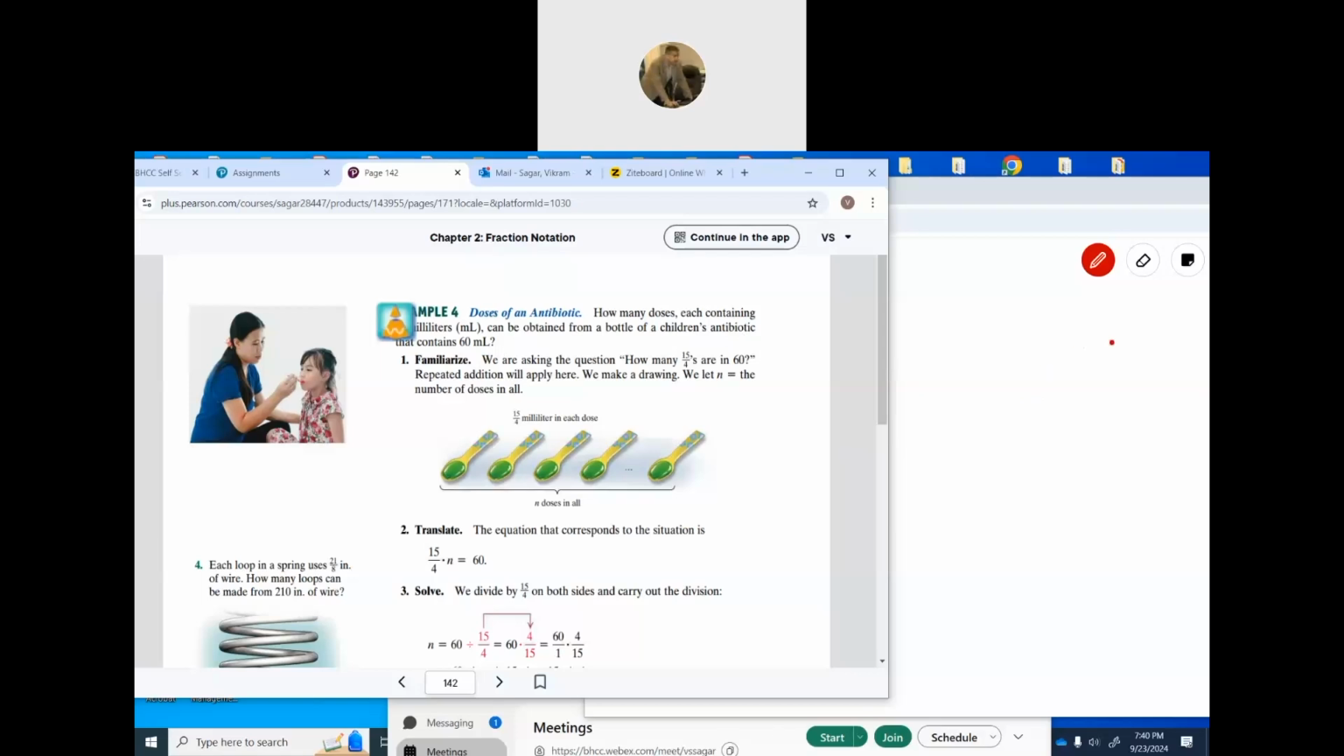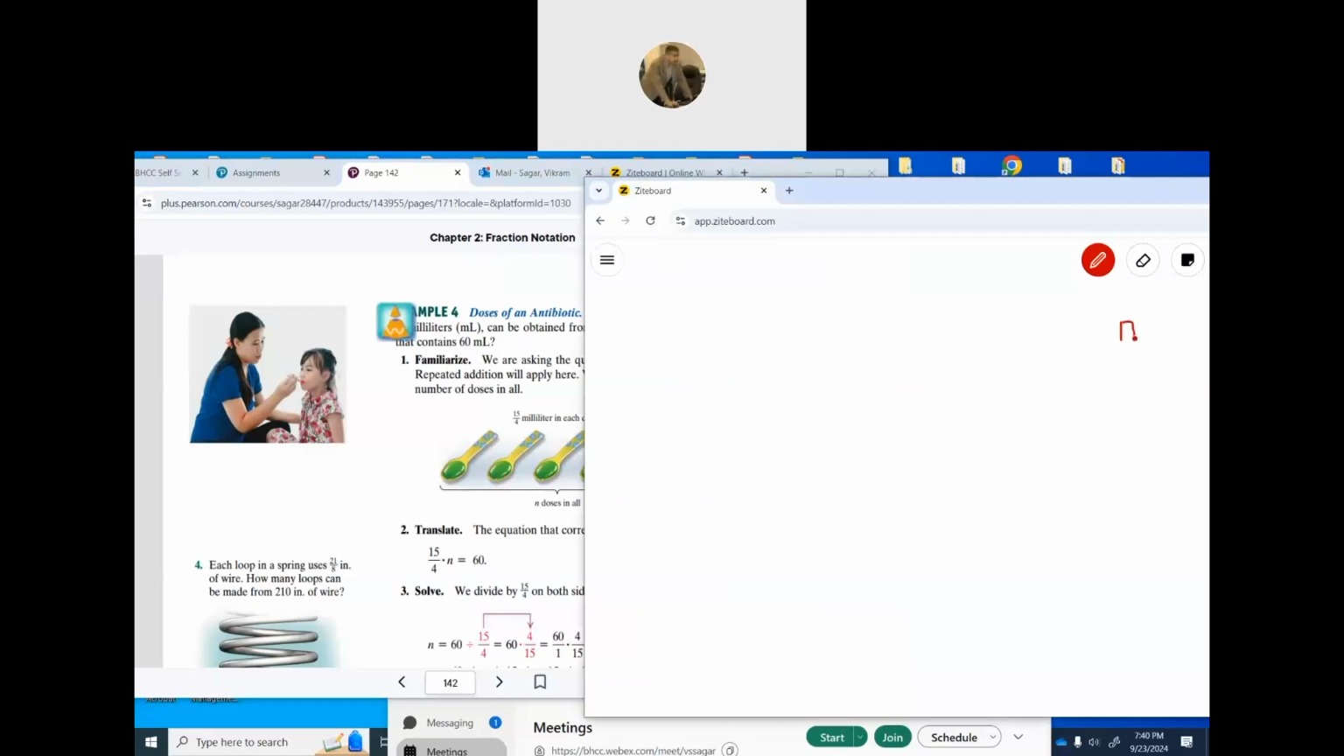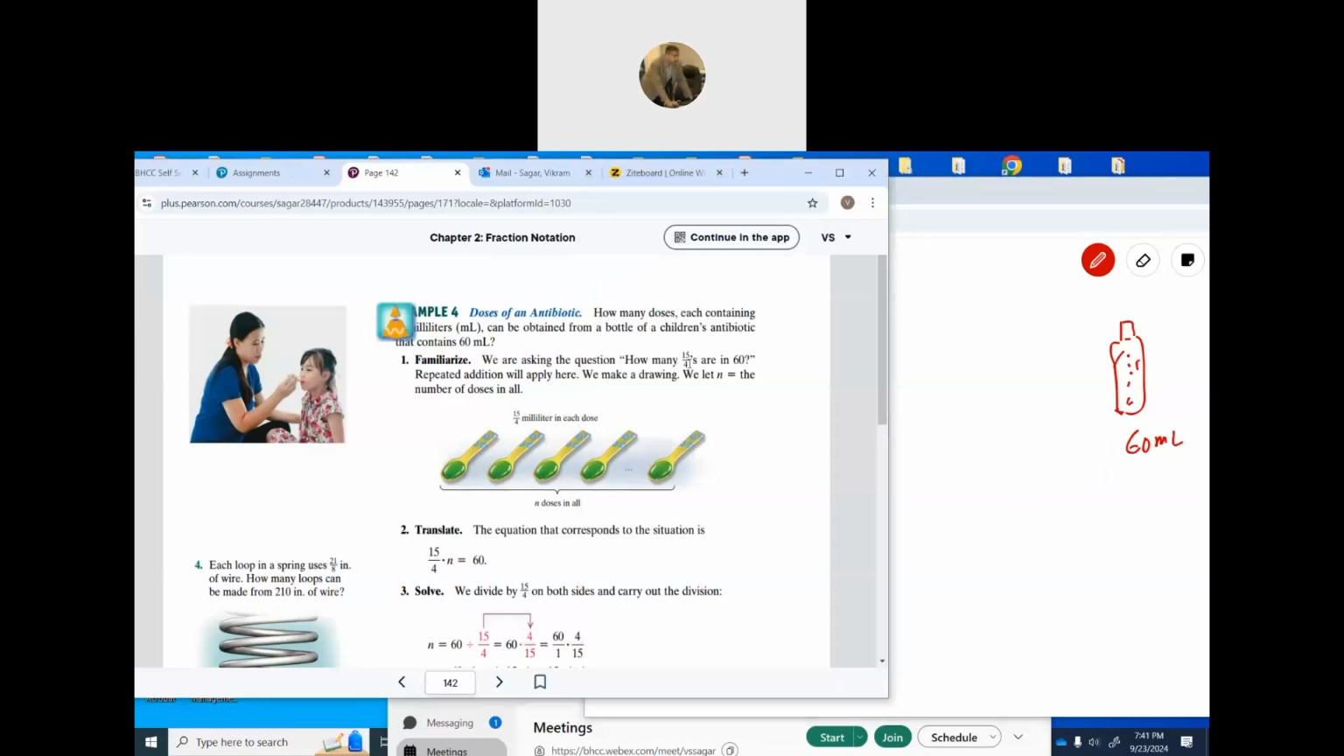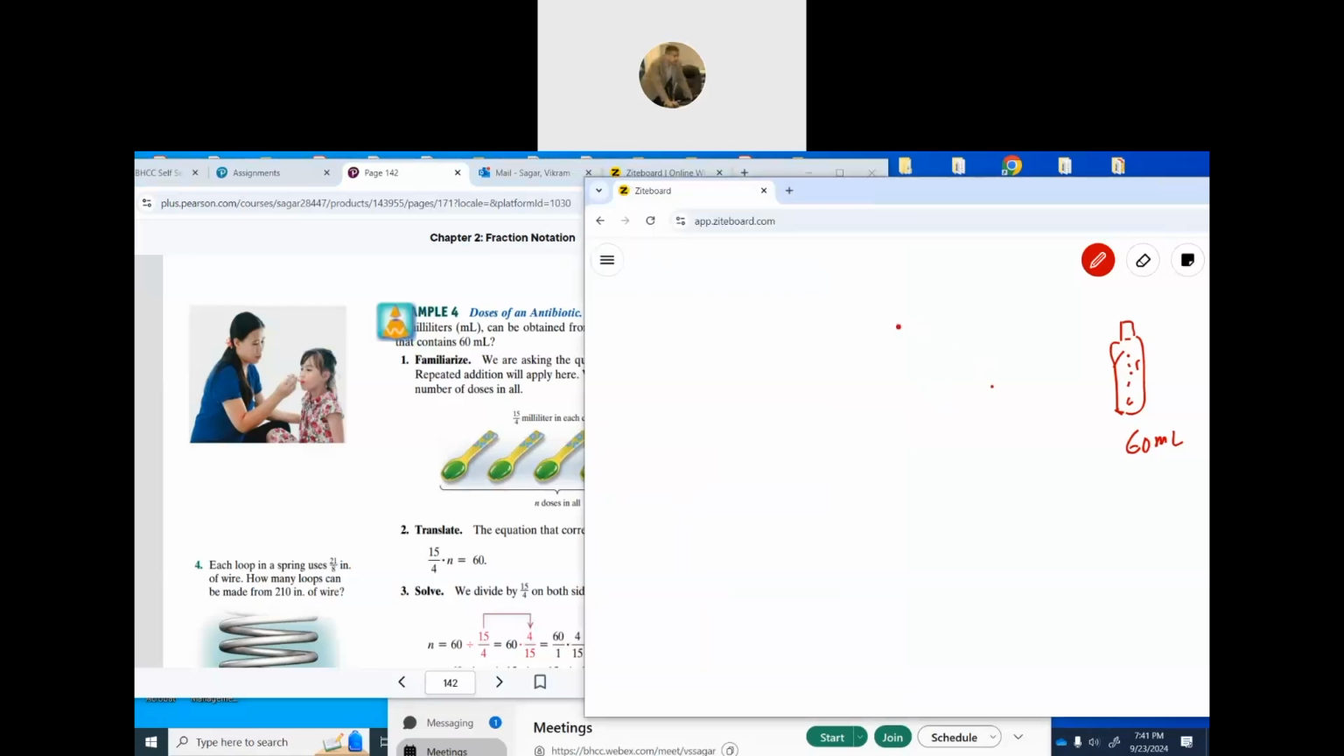So now you have one bottle, let's say this is one of our bottles, right? This is a medicine, right? So we have 60 ml right here. 60 ml is the total medicine. But what is the dose we are giving the child? Where's the dose written here? How many doses contain some ml? Here is some number, but anyway, here is how many? 15 over 4. That's the dose, right?